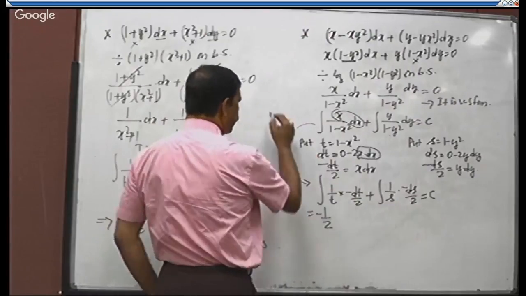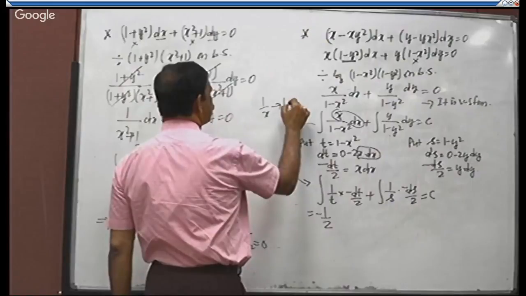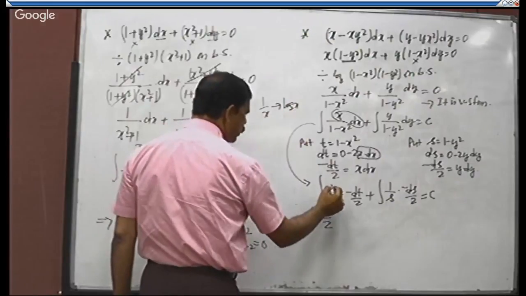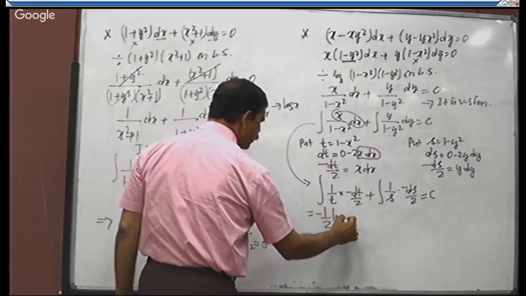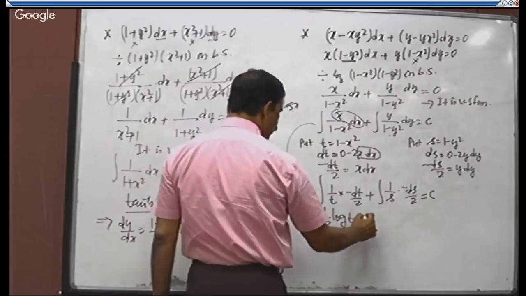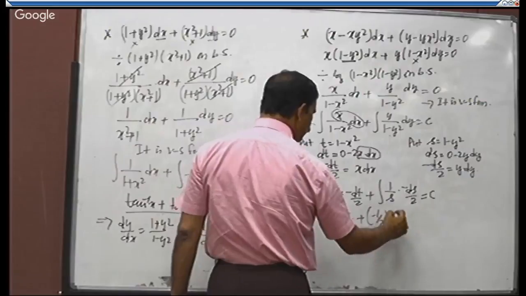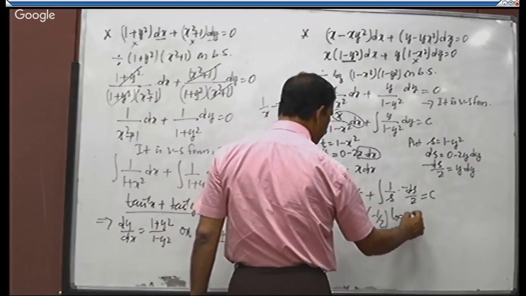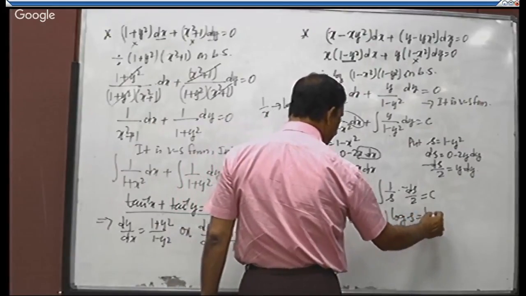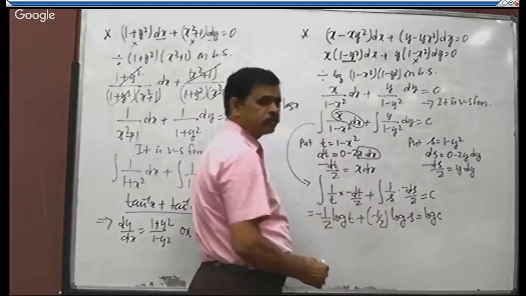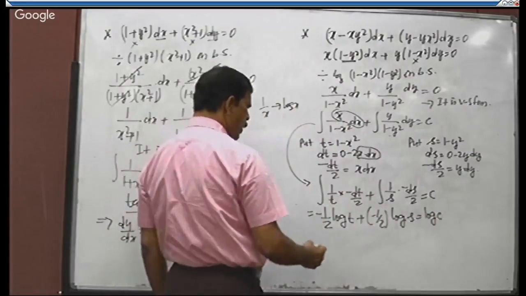Integration of 1 by x is log x. Like that, integration of 1 by t is log t. Plus, you take minus 1 by 2 outside. Integration of 1 by s is log s is equal to, I will take it log c, because both are in log.